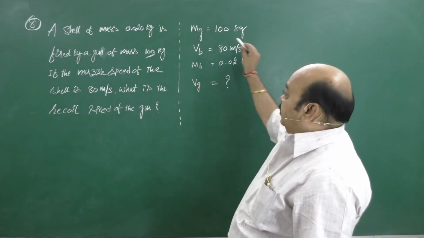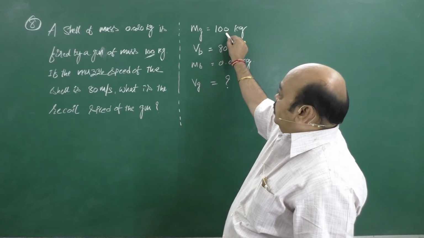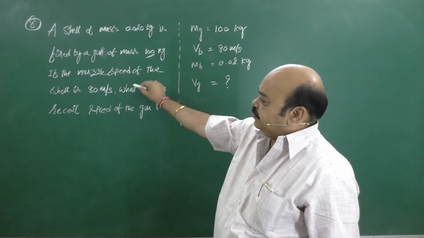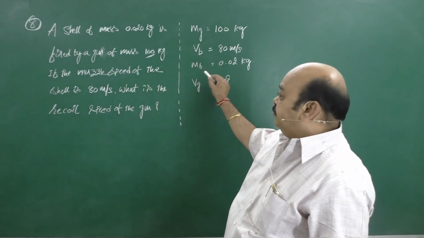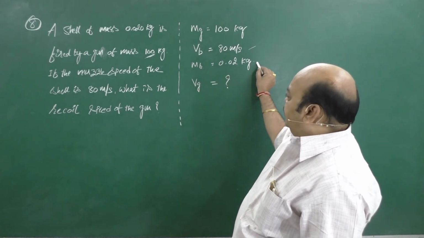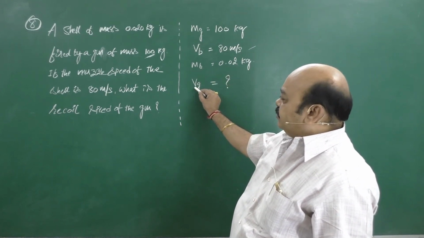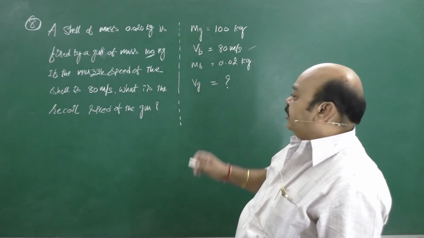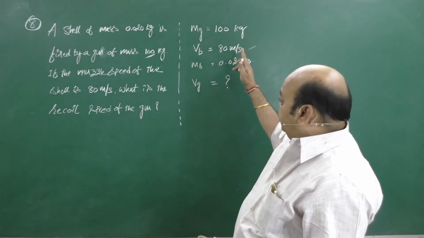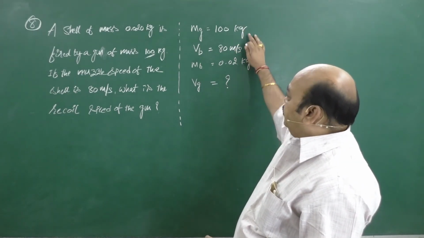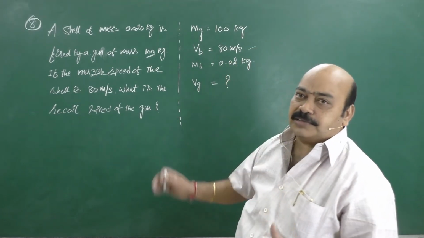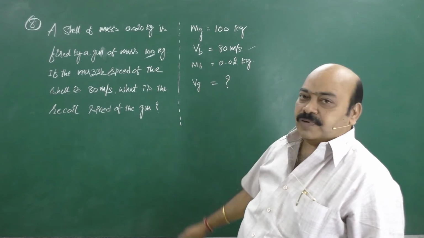Okay, are you comfortable? Mass of the gun is 100 kg, velocity of the bullet, which is given as muzzle speed of the shell, bullet both are same, it is 80 meter per second, and mass of the bullet 0.02 kg, and velocity of the gun, the recoiling velocity of the gun, we are going to calculate. Right, before starting the problem, let us check whether all the given data is in the same units: kg, meter per second, kg, good, all are in SI system. So directly we can go for the problem.